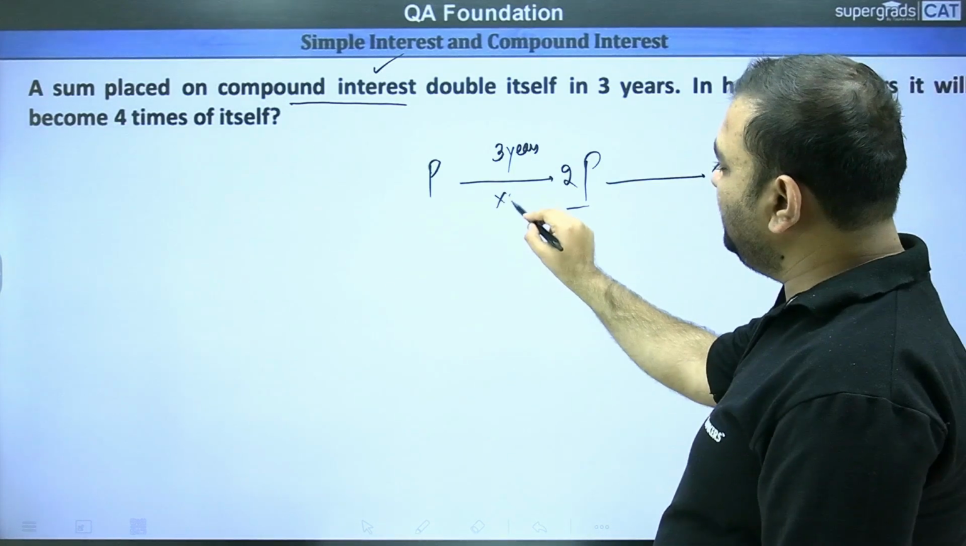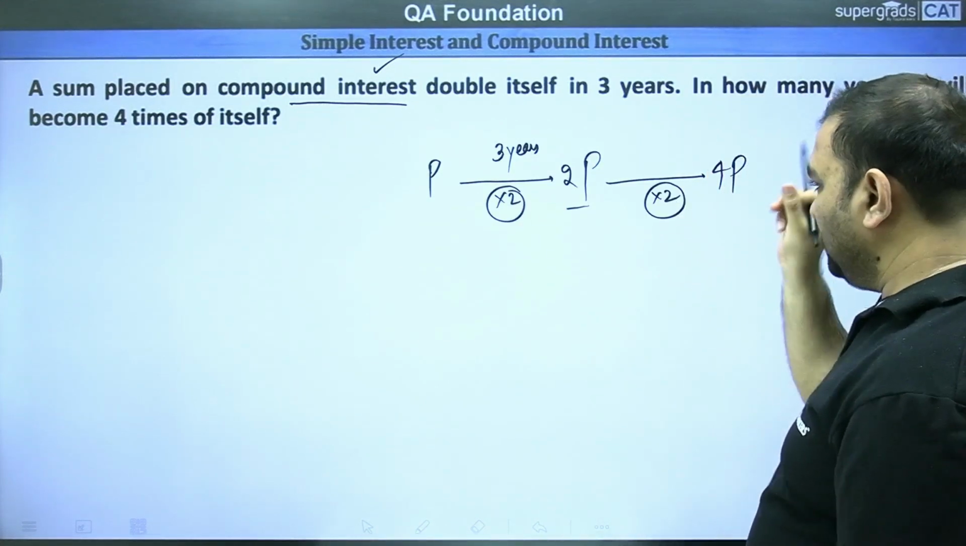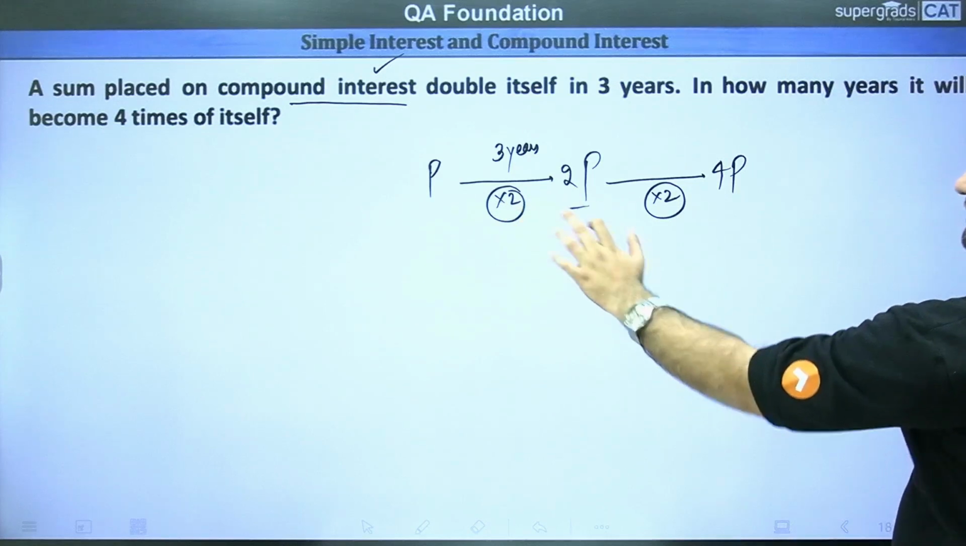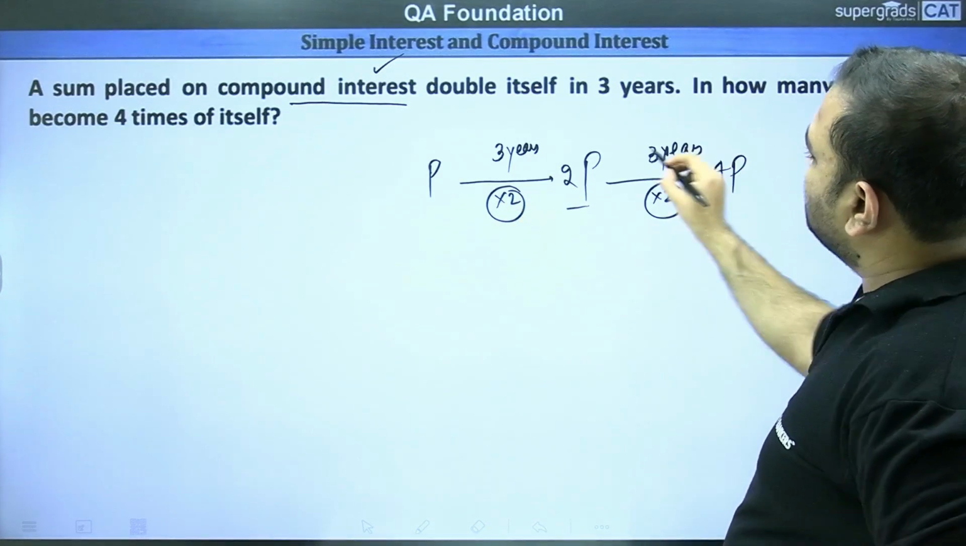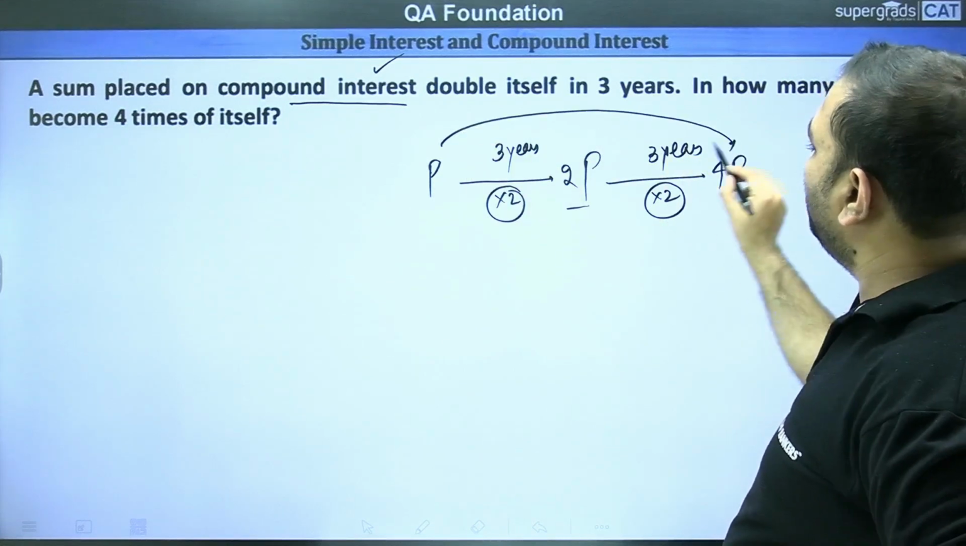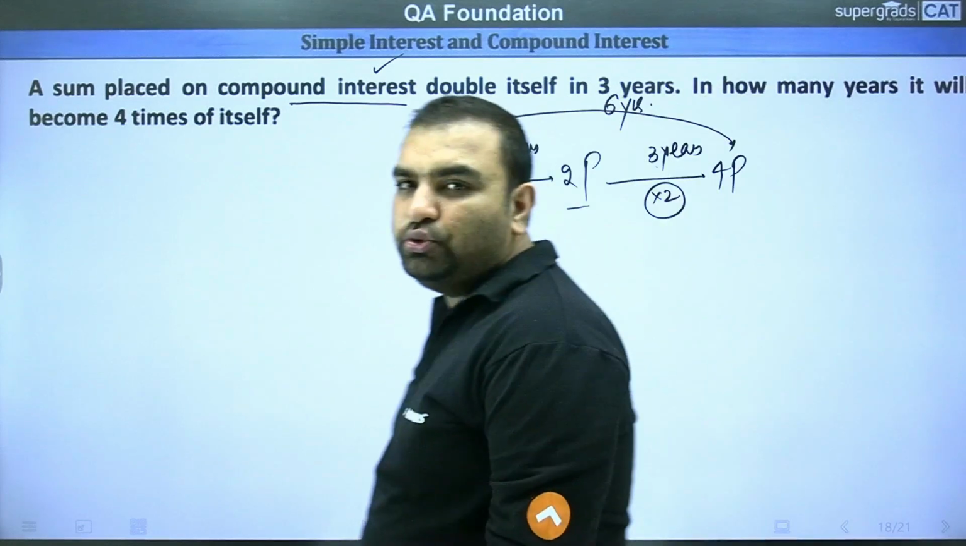If it has become double in 3 years, it will keep on becoming double in the next 3 years. So if P to 2P takes 3 years, then 2P to 4P is also in the next 3 years. So how much time has it taken from P to 4P? 3 plus 3, 6 years. This is the way you need to do this.